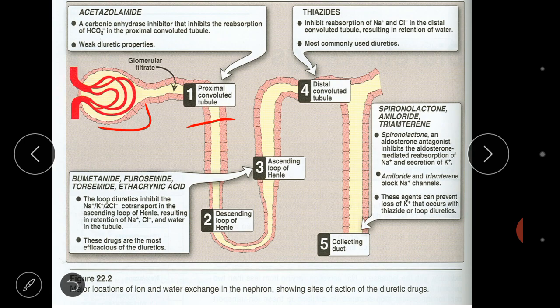See here, the ions that get reabsorbed: one is bicarbonate. Here they have not shown two more ions, one is sodium. I will show you that in the next diagram. And potassium will also get absorbed. How it gets absorbed, I'll tell you in the next diagram. The next part of the nephron is the descending loop of Henle. Here there are no drugs to add. The next part is the ascending loop of Henle.